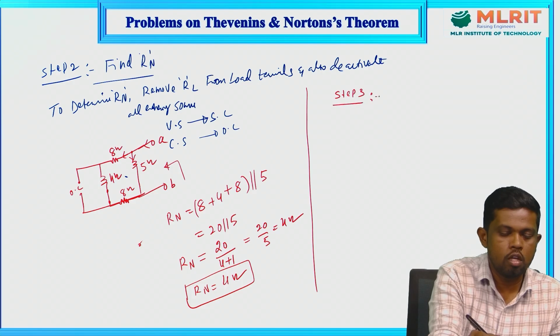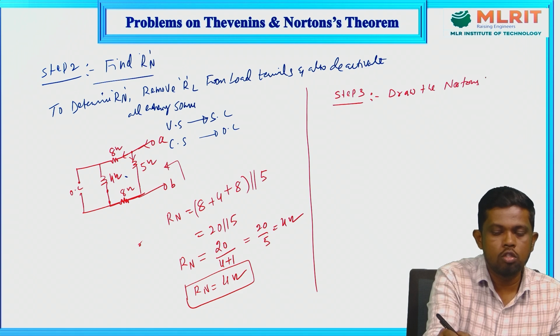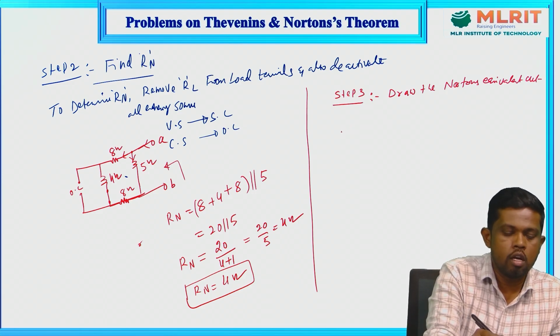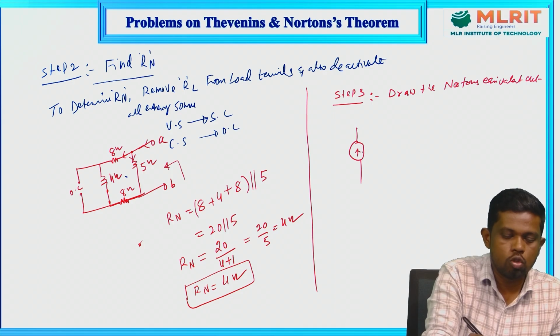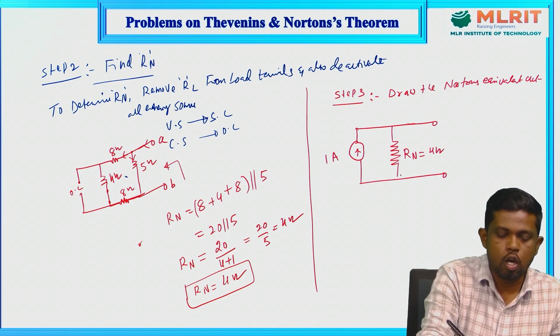The step number 3 is to draw Norton's equivalent circuit by using the Norton's circuit parameters, that is IN and RN. This is the IN we got, that is 1 ampere, which we have already determined, and which is in parallel to a single resistance, that is RN equal to 4 ohms. So this is the required thing.